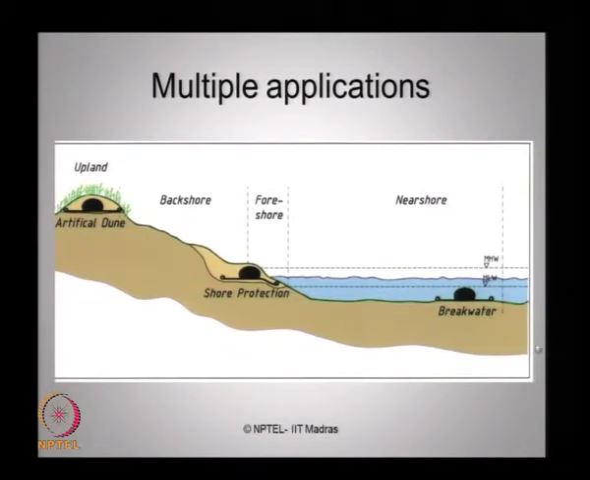For example, you can also have breakwaters which are submerged below the low tide level using geosynthetic tubes, as you see in the figure, which can be a nearshore application. For the foreshore application, you can again use them as shore protection, as you see in this location. In case you want to protect the backshore, you can also use them as artificial dunes which are covered with rubble mound, which are again covered with natural vegetation on the upland. So geosynthetic tubes in recent practice have been applied in submerged breakwaters, as shore protection structural systems and also for artificial dunes, so they have multiple applications in the recent past.